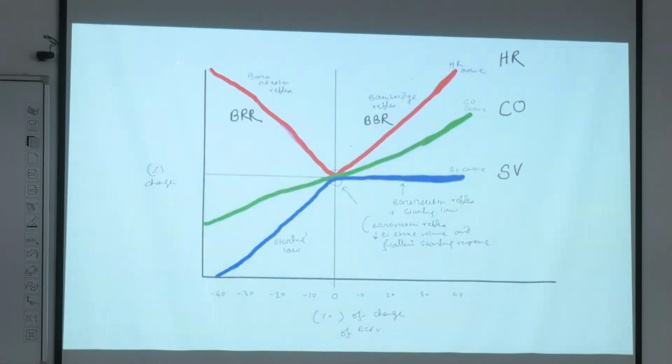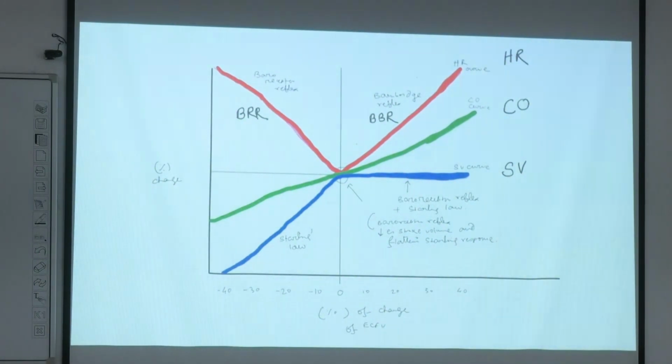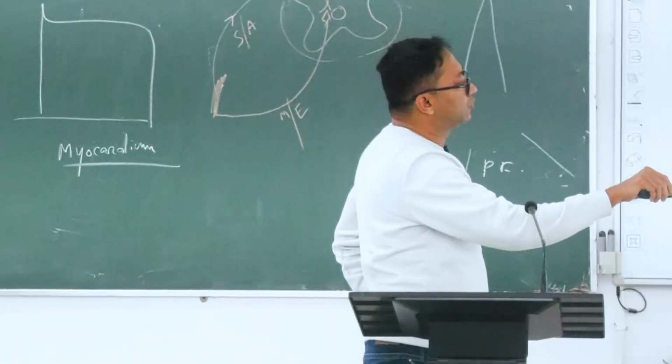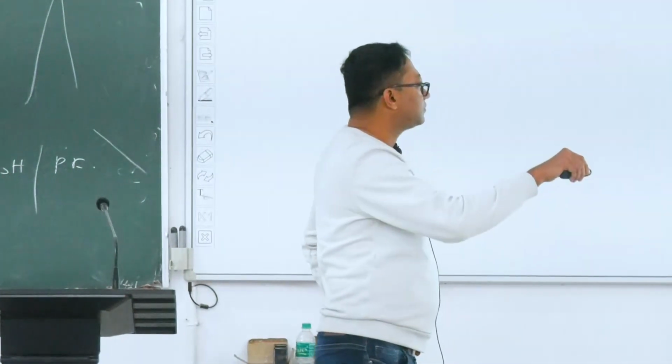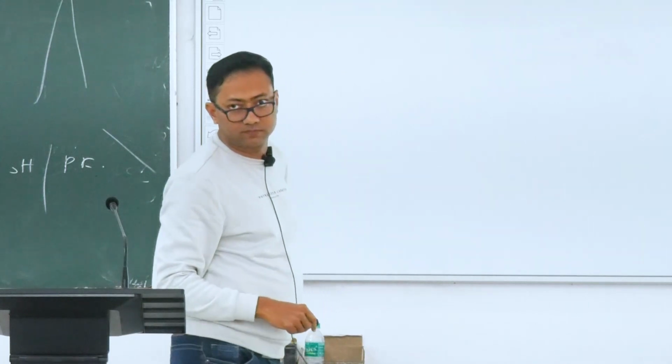So this is the baroreceptor reflex, and this is the percent change in extracellular fluid volume. The y-axis is percent change, and the x-axis is also percent change in terms of extracellular fluid volume. You are at 0 when your blood volume is normal. That means there is no dehydration, no excess fluid in your body, and no fluid deficit. Now the left side of 0 is dehydrated, and the right side of 0 is extra volume.